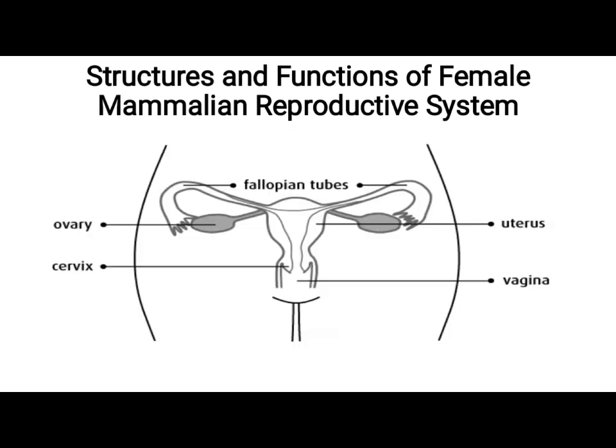So let me move on to the female reproductive structure. Here you have the structure and then the various parts of the female reproductive system. Okay, I'm going to be talking about the ovary. The ovary is also a gland. This is the ovary here. It's a gland that helps in producing egg or ova or ovum. Okay, plural ova, singular ovum.